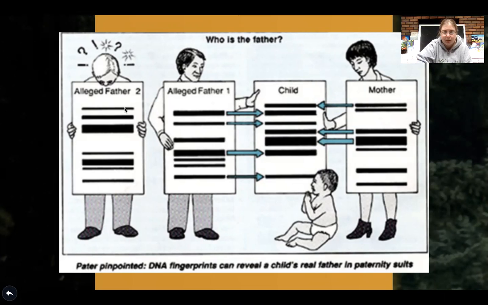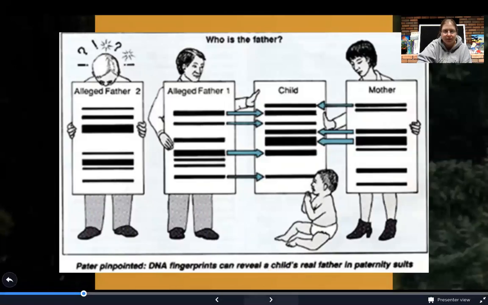Now, if we look, it doesn't really seem like father two has a whole lot in common with the baby. But alleged father one, got that one in common, that one, that one, that one. So we have more in common. That means that this guy is very likely to be the father of baby. These things are like 99% accurate, I think, give or take. All right, let's keep on going.